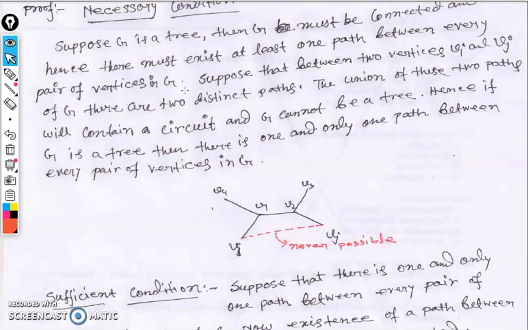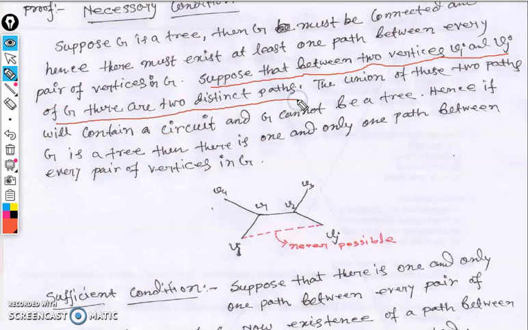So here we consider that G is a tree. Since G is a tree, there must be one and only one path. We just consider there is at least one path between every pair of vertices. Otherwise, it would not be a connected graph. Suppose that, it's very important, between two vertices Vi and Vj of the graph G, there are two distinct paths.